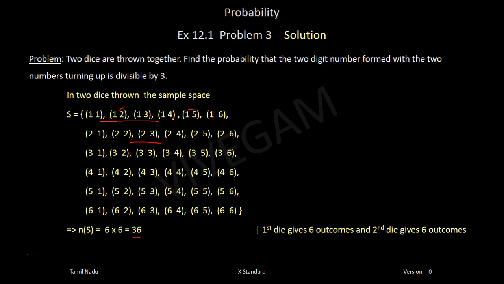This is favorable for us. 21, this is favorable. 24, favorable. 33, favorable. 36, favorable to us. All these numbers are divisible by 3, right?